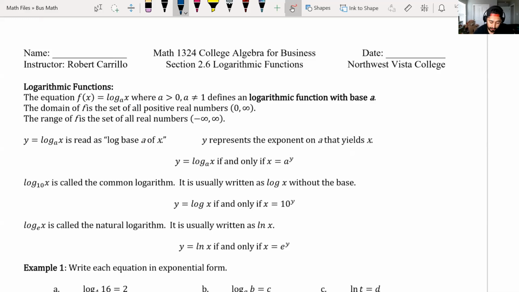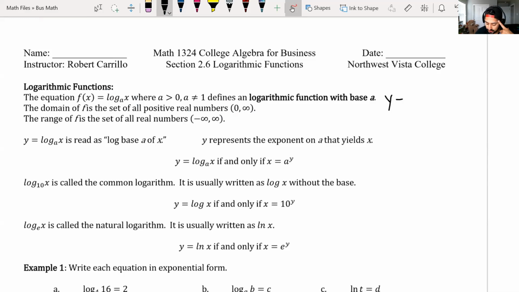Okay, the domain of a log is the set of all positive numbers, 0 to infinity. The range of a log is negative infinity to infinity. So I believe we do not graph logarithmic functions in here, but I'll just put them here just to do it.